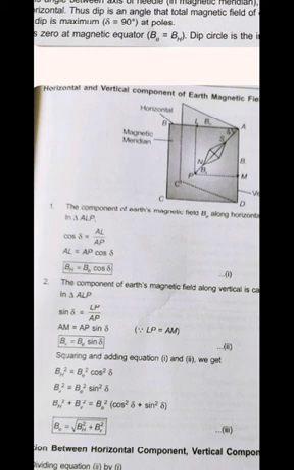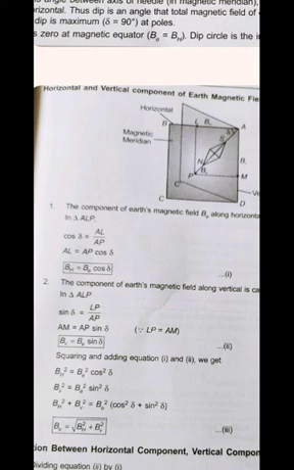So we see from the triangle APL, cos delta is AL by AP, hence AL is equal to AP cos delta, that is, the horizontal component of Earth's field is B0 cos delta. The component of Earth's magnetic field along the vertical: sine delta is equal to LP by AP, where LP is equal to AM.